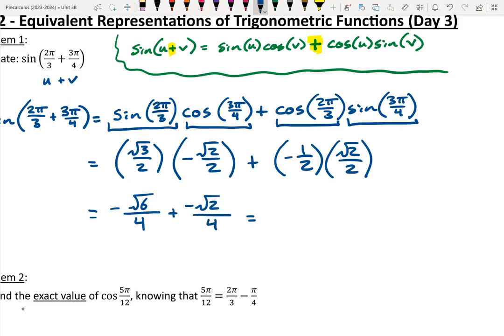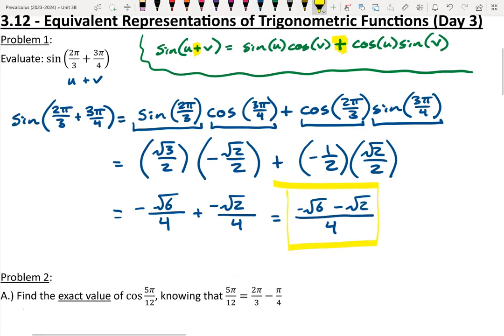Do we have common denominators? Fantastic. So we can go ahead and just combine this into one fraction, the denominator of 4. And that would be negative rad 6 minus rad 2. And that is as far as we can simplify that. We cannot simplify it any further.